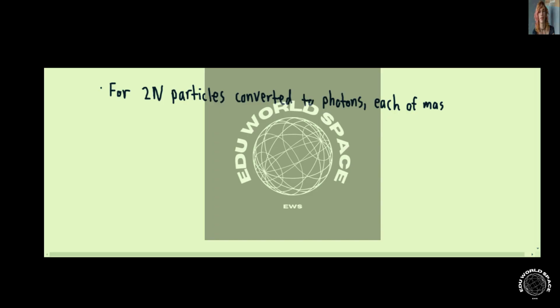Now, the particles that get annihilated, we'll just say they all each have a mass of m. And this mass gets converted to energy, and the energy will be carried by the photons. So we'll end up with a total energy of 2n times mc squared. And this is going to be released as radiation, as photons.